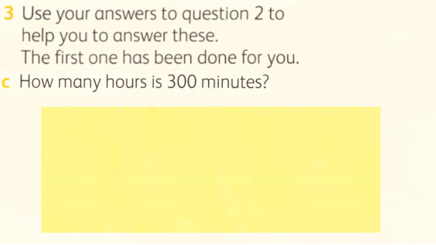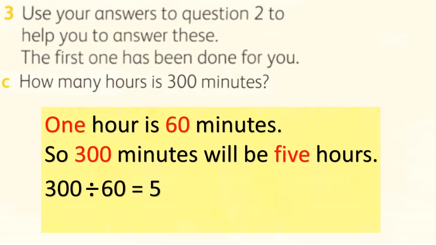C. How many hours is 300 minutes? 1 hour is 60 minutes, so 300 minutes will be 300 divided by 60, which is 5 hours. 300 divided by 60 equals 5.